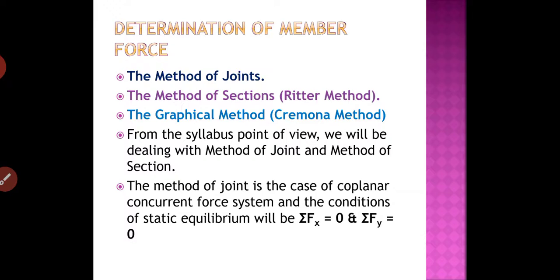The method of joint is the case of a coplanar concurrent force system, and the conditions of equilibrium are that summation Fx is equal to 0 and summation Fy equal to 0. Summation M equal to 0 does not arise since this is a coplanar concurrent force system when we deal with the method of joint.